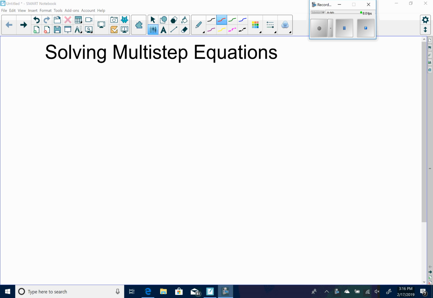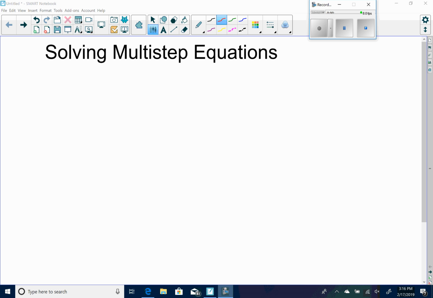In this lesson, I'm going to go over how to solve equations that involve more than one or two steps. These equations can still just contain one variable, or you might see two variables being either on the same side or on opposite sides of the equal sign. So let's just take a look.